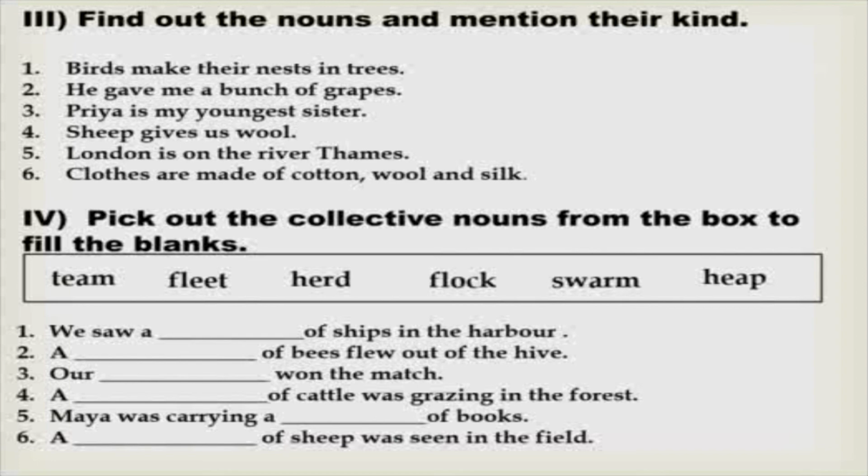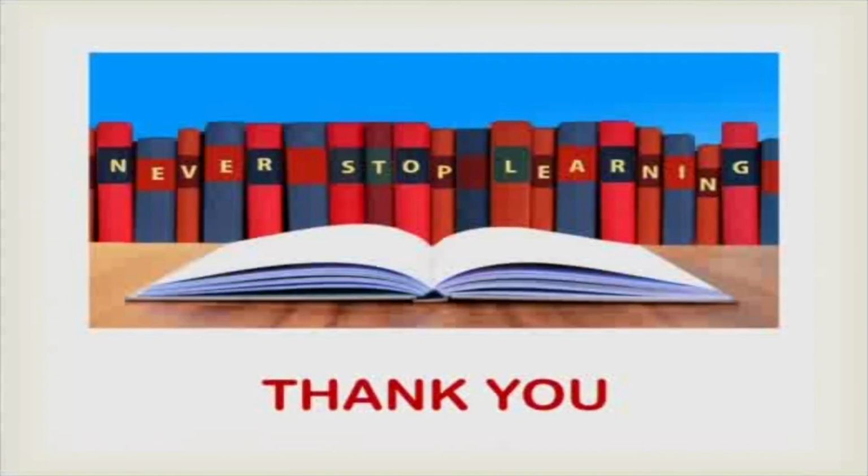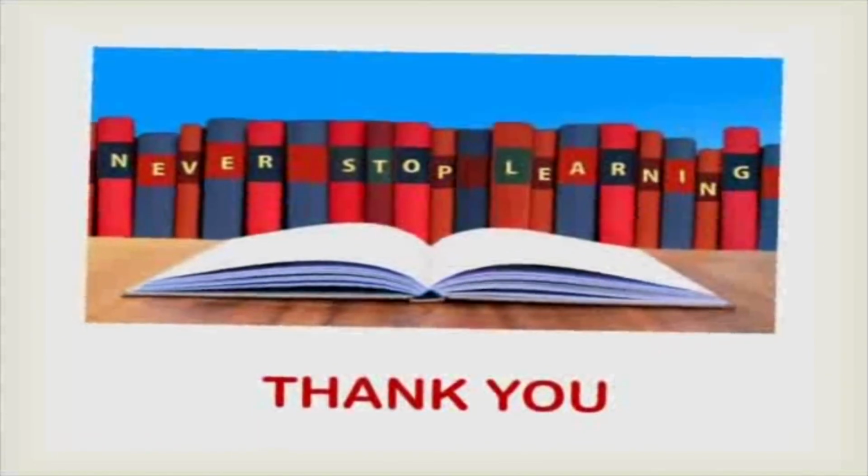We saw a dash of ships in the harbor. So what you will use? Fleet of ships. Okay. So you will write we saw a fleet of ships in the harbor. And then you will fill the blank like this for all the questions. I think it is clear now.